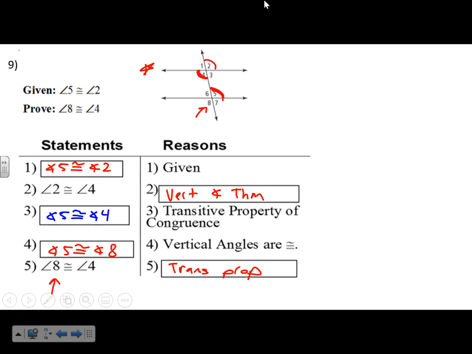And again, that's going to be that transitive property. Because if you look at steps 3 and 4, we have angle 5 is congruent to angle 4, angle 5 is congruent to angle 8. So if angle 5 is congruent to 4 and angle 5 is congruent to 8, that means 4 and 8 have to be congruent to each other.